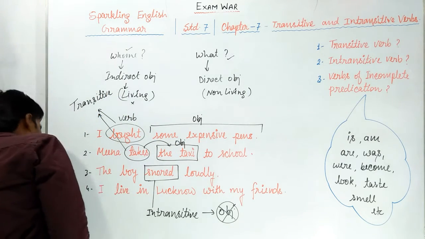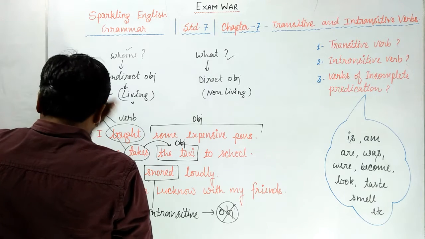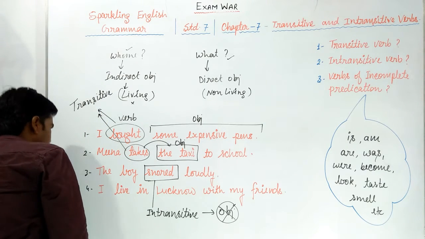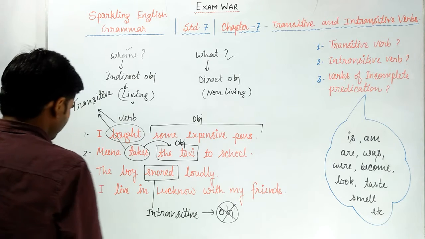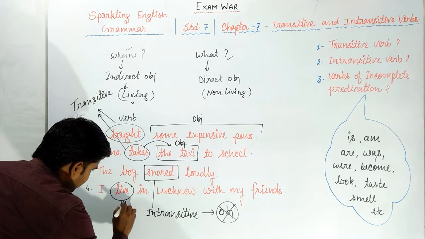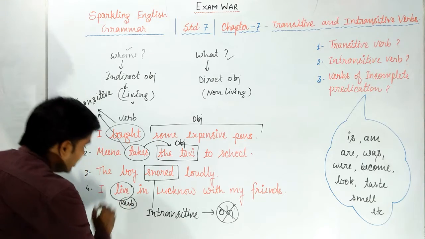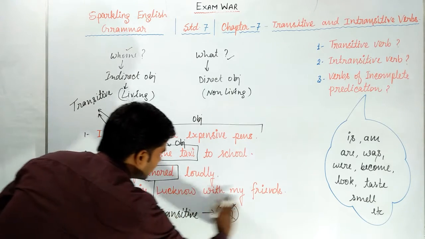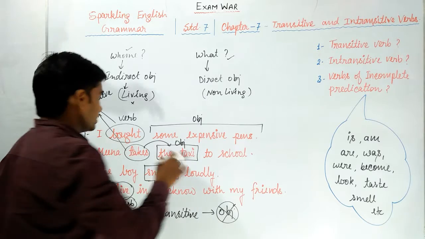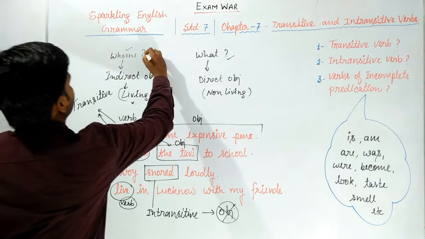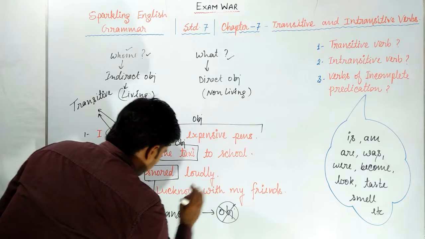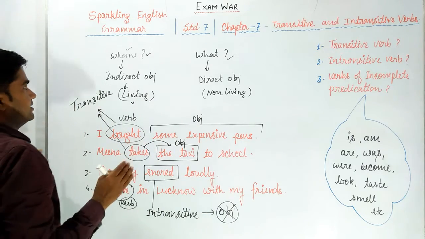So my dear students, in this sentence, what is the verb? Verb is live. If verb is live, then who is living? No answer. It means we cannot ask a question framed with whom, as object is not given in this sentence.